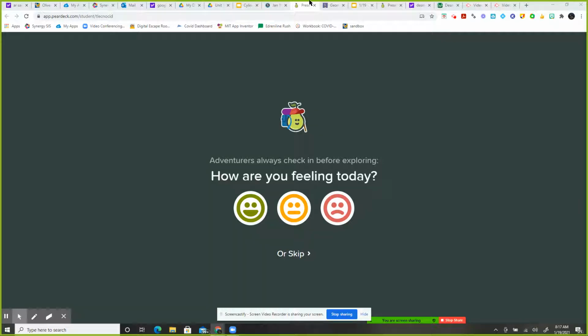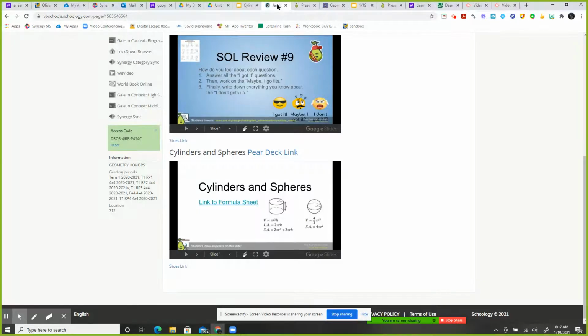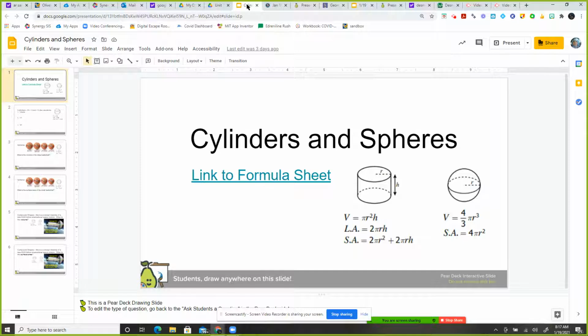So if you need it, there's the Pear Deck link. You are also welcome to click on this slides link down here. If you're frustrated that the Pear Decks are not coming to you and you don't have those notes, on every single Pear Deck, there's a link to slides underneath it. So you can 100% do that as well, okay? If you're in Pear Deck, the formula sheet is not going to link. So I put it here, but if you're in the slides, you definitely have access to the formula sheet. You should also always already have that open.